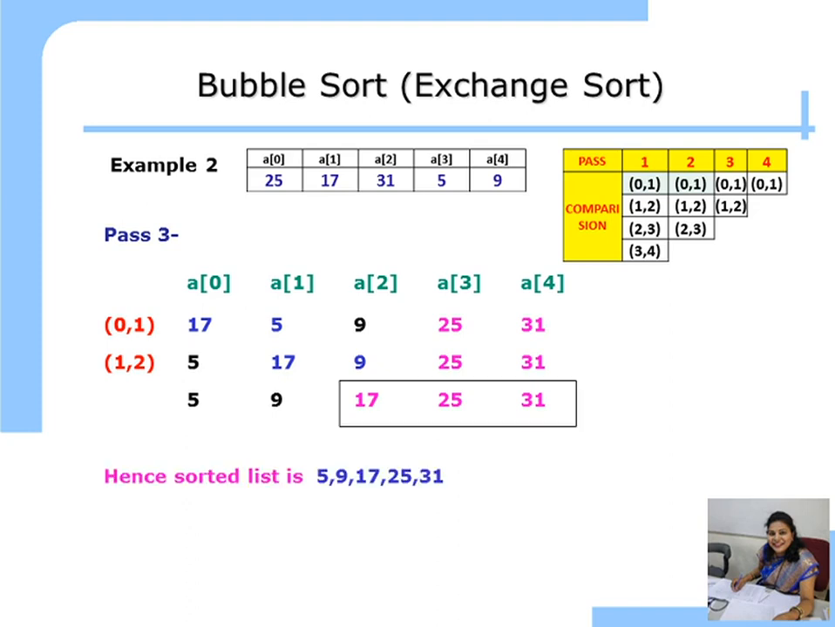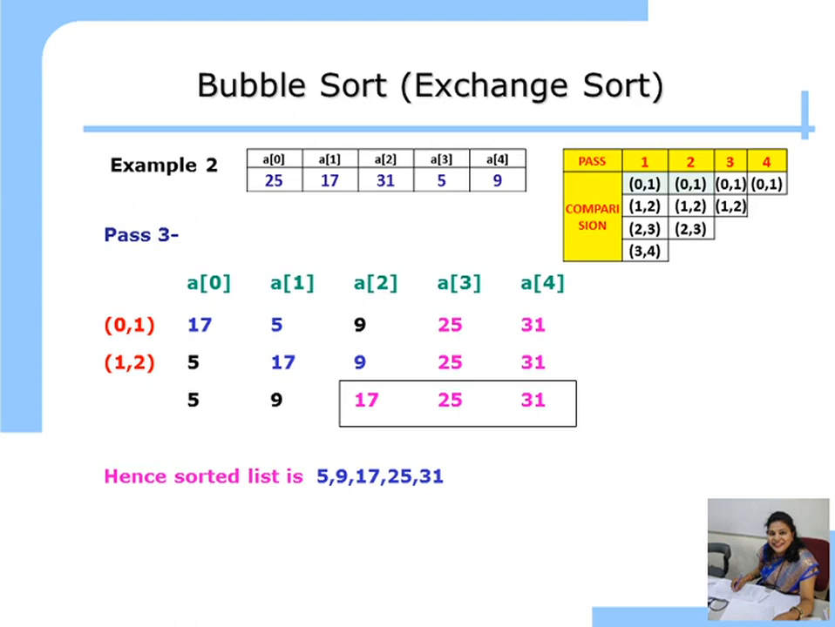Now we have the sorted list 17, 25 and 31 and the unsorted list is 5, 9. But 5, 9 is already sorted. So we can directly print the sorted list: 5, 9, 17, 25 and 31. See this, in this example we require only 3 passes to sort the elements. It can happen because, as I told you before, the formula with which we calculate the number of passes gives you the maximum number of passes you will require.